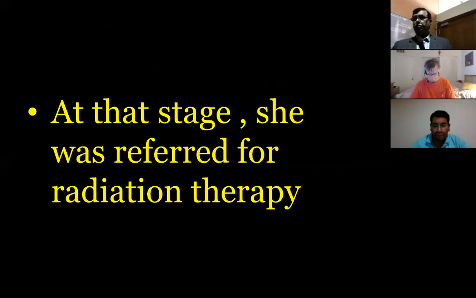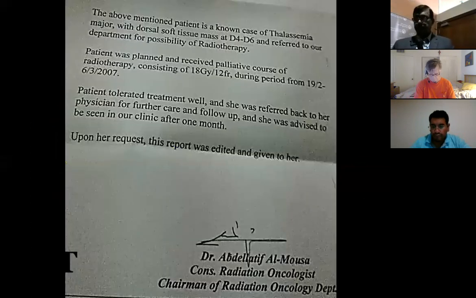At that stage, because the cord compression was mild, we referred her for radiation therapy, which she had. And this is the report from Dr. Abdulatif Al-Musa at King Hussein Cancer Center: the above-mentioned patient, a case of thalassemia major with dorsal soft tissue mass, received a palliative course of radiotherapy, 18 grays over 12 fractions during 19/2 to 6/3/2007. Patient tolerated treatment well.